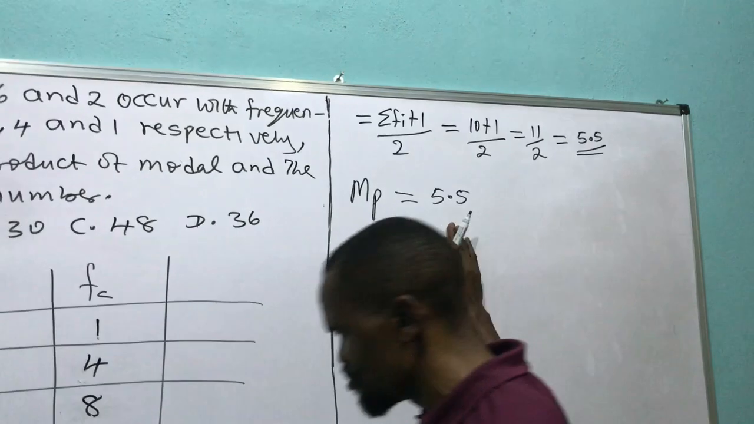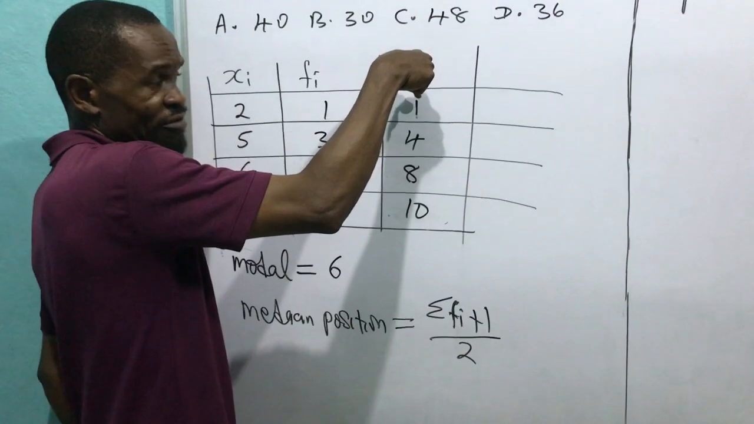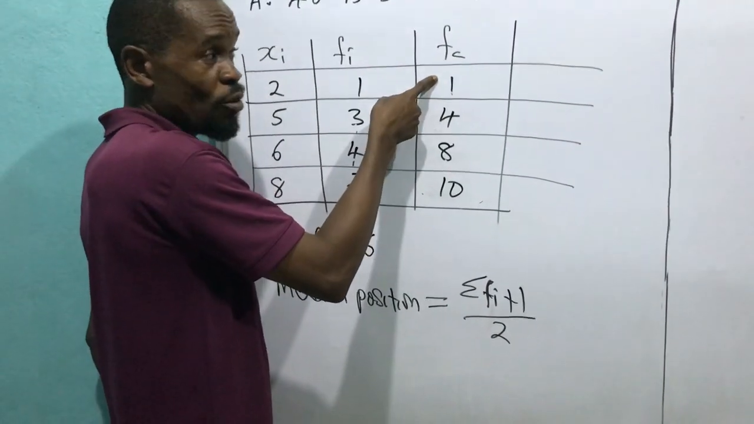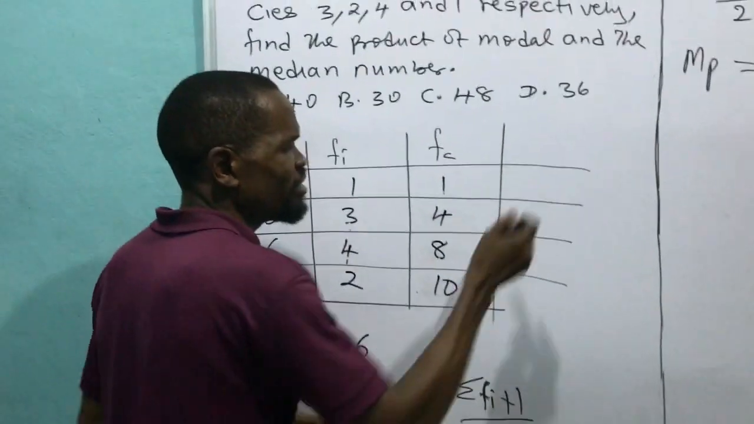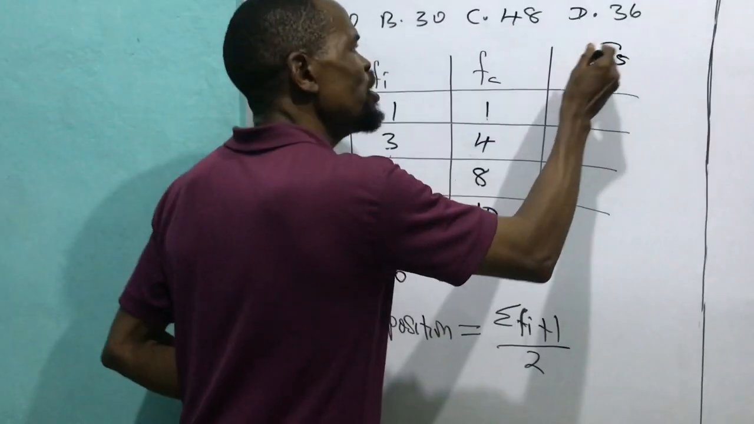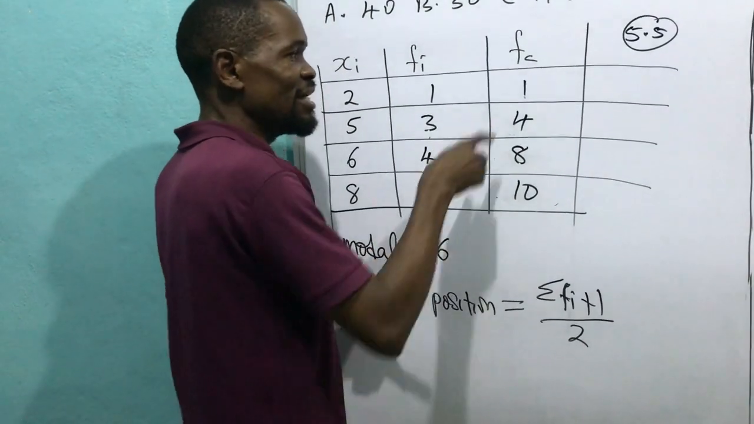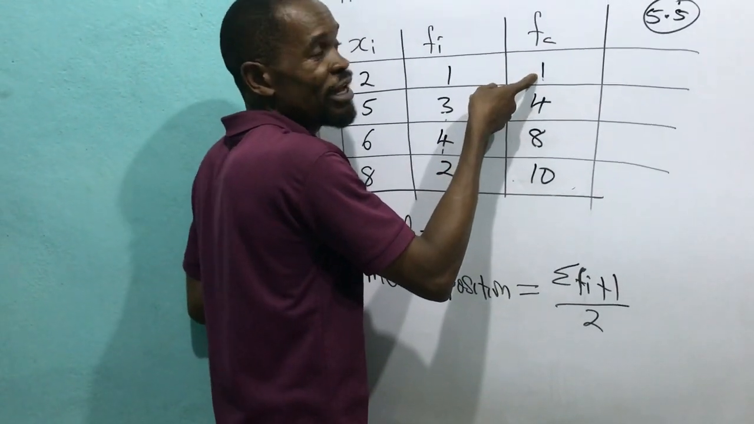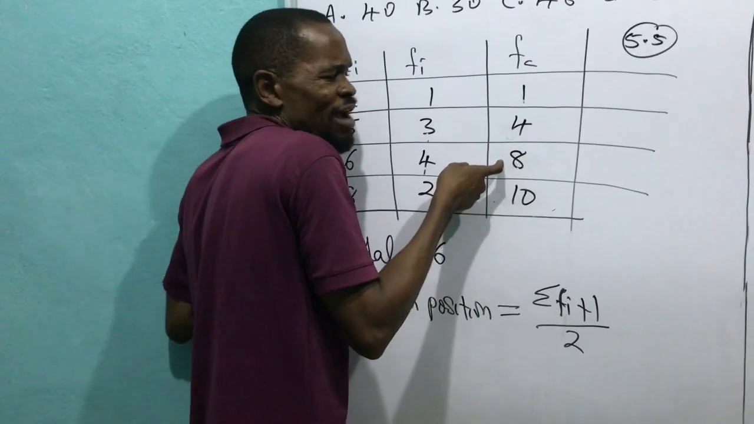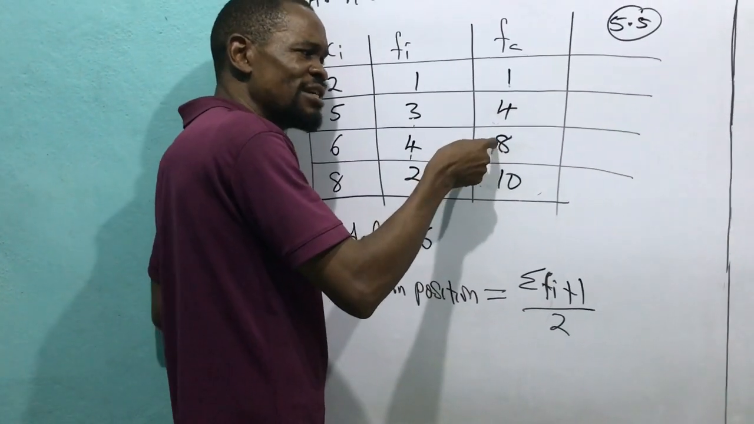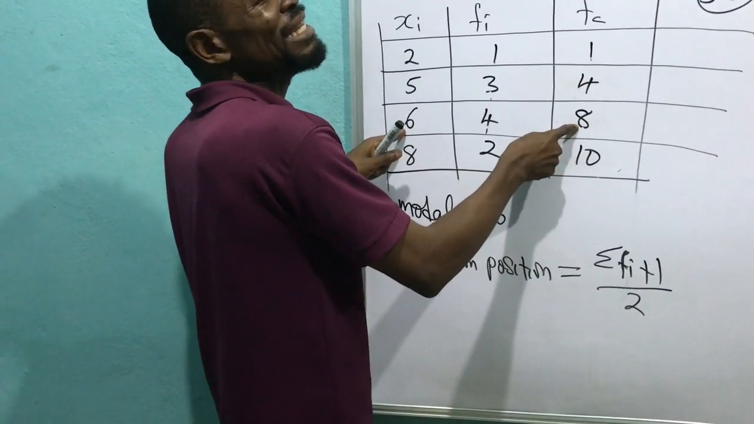I will come to my table right now. As I come to my table, are you following? I will start from the beginning, from up. Do you get what I'm saying now? I'll start from up to check which among these cumulative frequencies will contain 5.5. Can I see 5.5 in 1? No. Can I see 5.5 in 4? No. Can I see 5.5 in 8? Yes, I can see 5.5 inside the 8. Therefore, who is the owner of the 8? 6. That means the median is what?